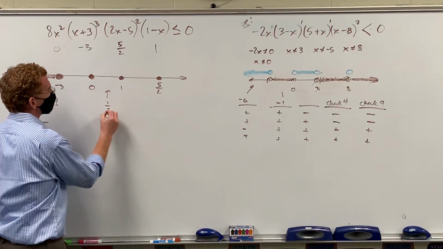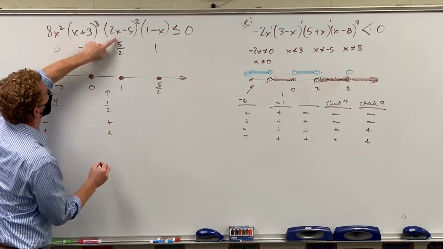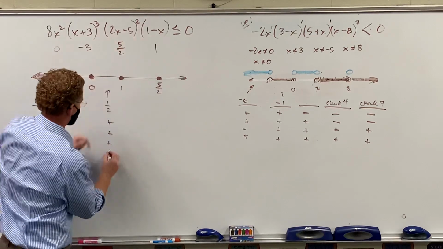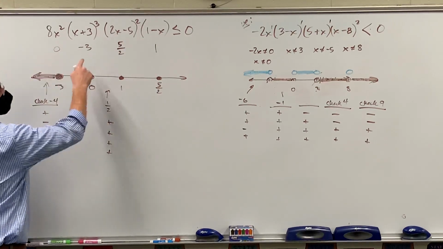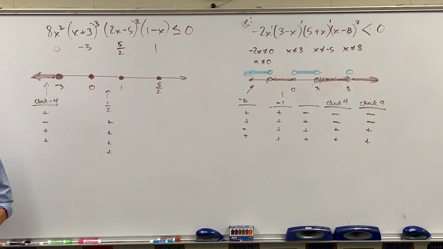Check 1/2. If I check 1/2, I get positive. Negative squared, still positive. It's positive, and it's positive smaller than 0. No, don't shade. Check all day. You don't have to know these rules. I'm just going to check, check, check, and you'll always be safe. I'm just showing you something that you might be able to say in a second.